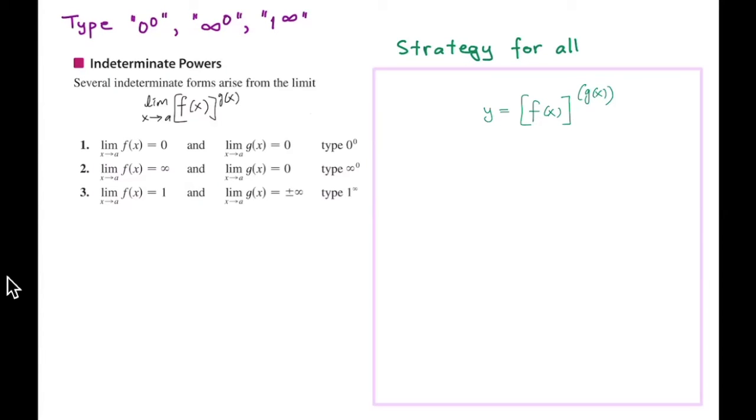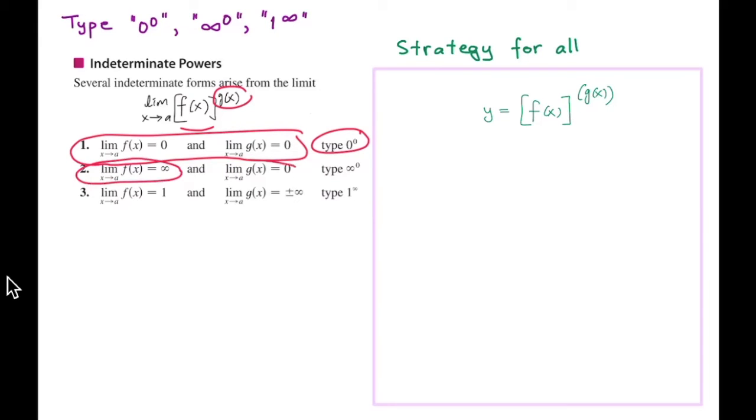Finally, we have 3 more types of indeterminate forms. It happens when you have the limit of a function to the power of another function. One situation is where f goes to 0 and the exponent also goes to 0. This is called type 0 to the 0. We wouldn't know exactly what the limit would be without doing more computation. Another situation is where f approaches infinity and the exponent approaches 0, and we don't know exactly what it would be.